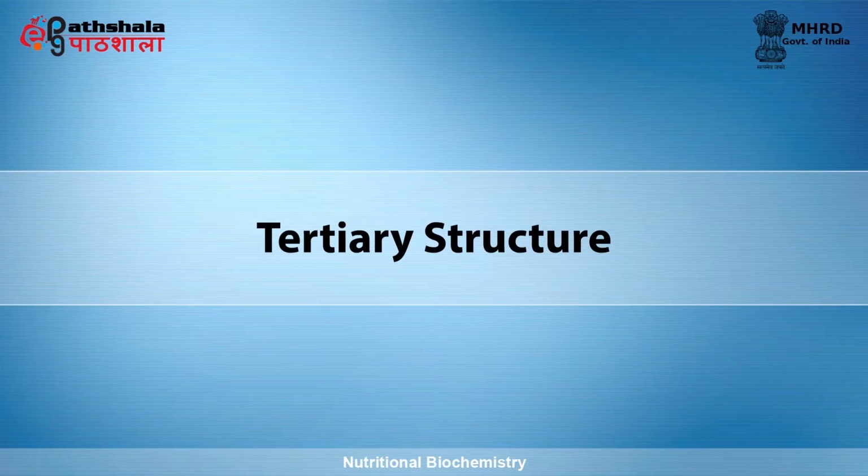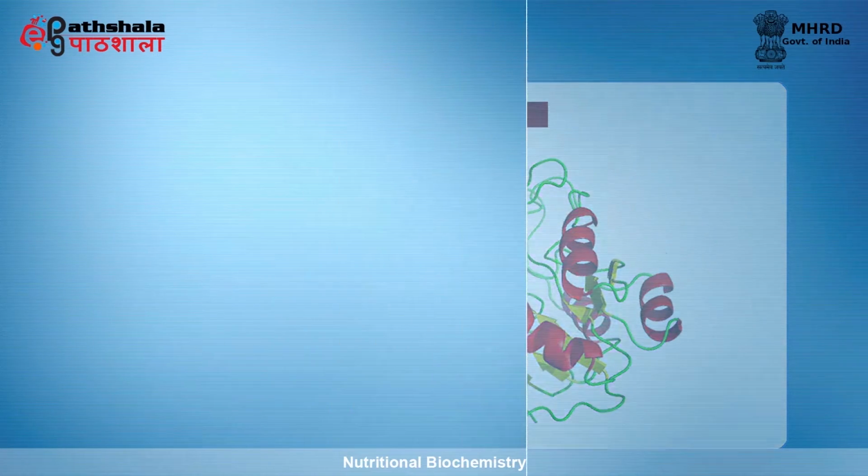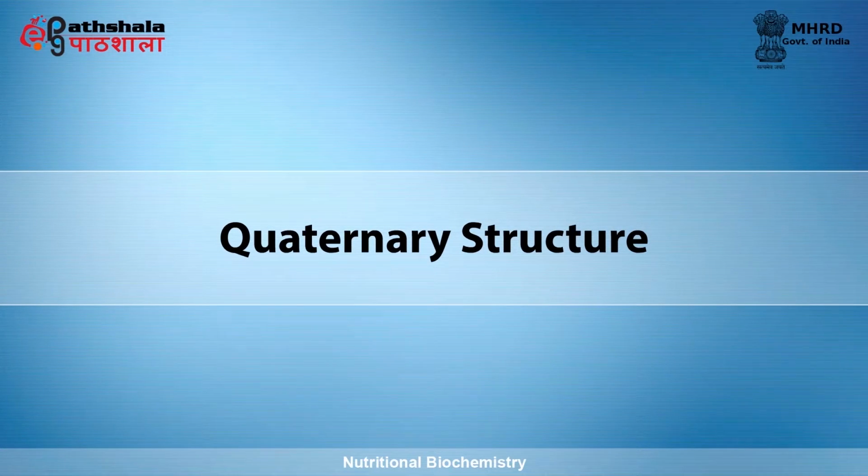The third one, tertiary structure. The three-dimensional arrangement of protein structure is referred to as tertiary structure. It is a compact structure with hydrophobic side chains held in the interior, while the hydrophilic groups are on the surface of the protein molecule. Besides the hydrogen bonds, disulfide bonds, that means sulfur, and ionic interaction and hydrophobic interaction also contribute to the tertiary structure. The last one, quaternary structure.